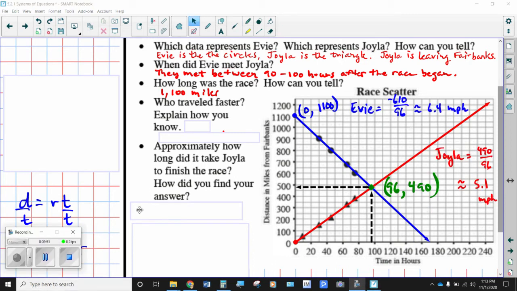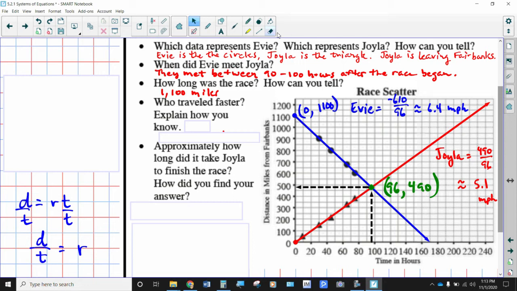All right, so take a look at what I've done here. I think the blue line is a little bit steeper than the red line, which would imply that Evie is the one that's going at a faster speed. We can prove that by saying, okay, she started at 0, 1,100, and then they met at 96, 490. So that means if I take 1,100 minus 490, that's the number of miles traveled.